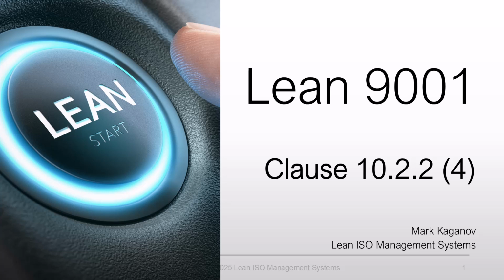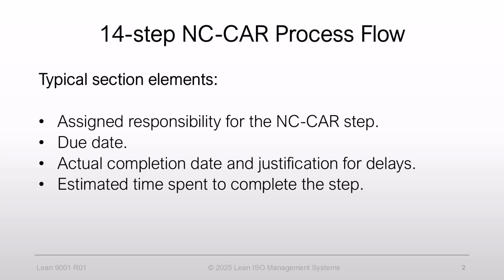In the previous videos, we walked through the first part of our 14-step non-conformity and corrective action process. We covered all the elements necessary to define non-conformity and typical process features. These are the assigned responsibility for the step, the due date, the actual completion date, the justification for delays, and the estimated time spent finishing the step.